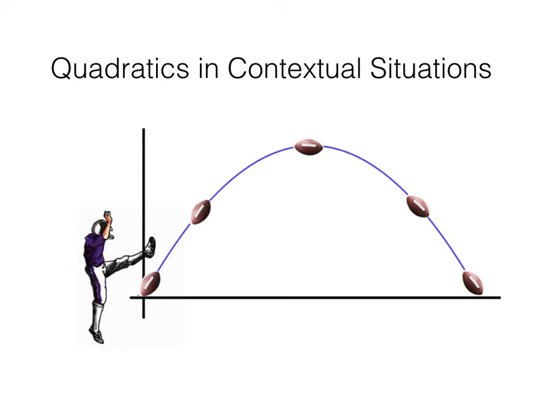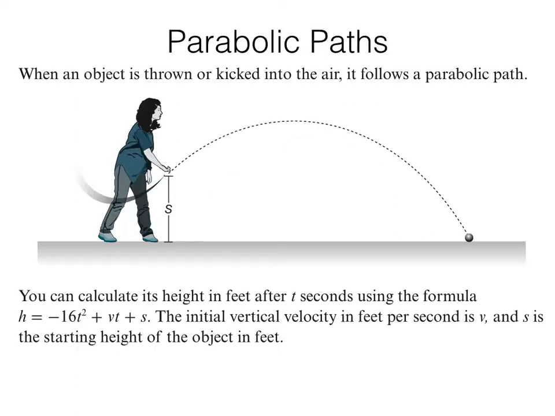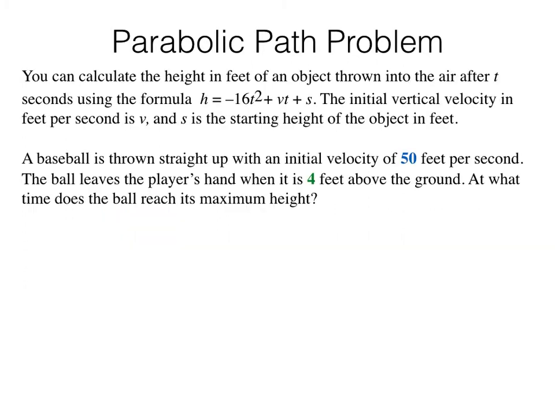Quadratic functions in contextual situations. When an object is thrown or kicked into the air, it follows a parabolic path. You can calculate the height in feet after t seconds using the formula h equals negative 16t squared plus vt plus s. The initial velocity in feet per second is v, and s is the starting height of the object in feet. So let's apply this equation for a situation.